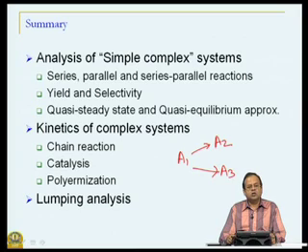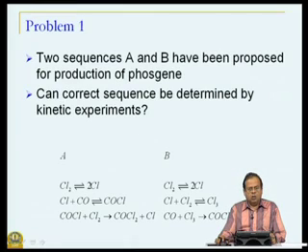So, with this summary of things that we have seen, let us try to solve a few types of problems that one may encounter in this session. The first problem refers to the synthesis of phosgene, COCl2, from carbon monoxide and chlorine gas, which consists of several reactions, but in order to determine the kinetics of these reactions, two mechanisms have been suggested.